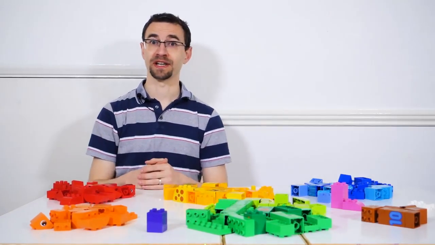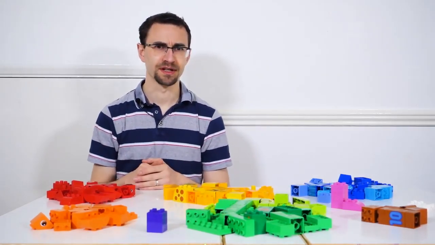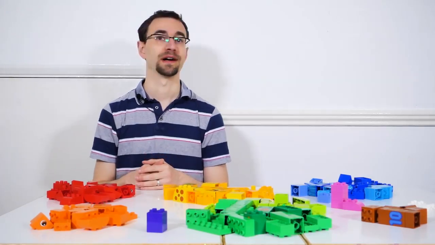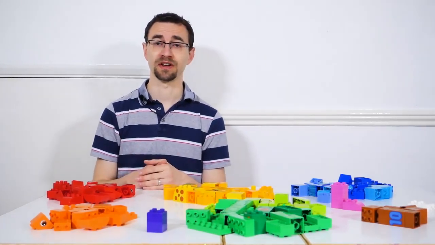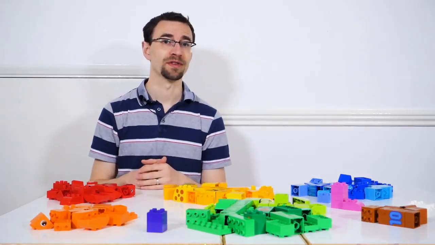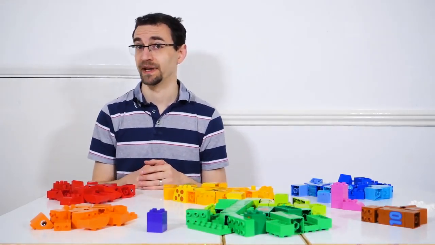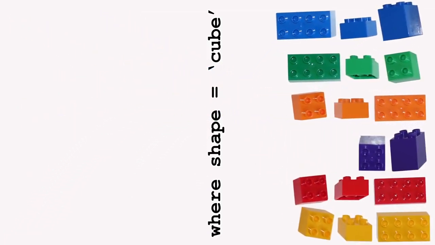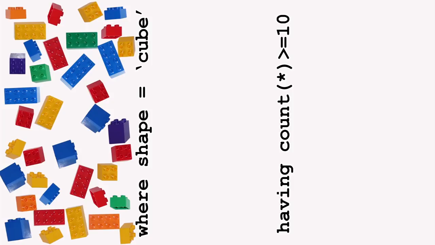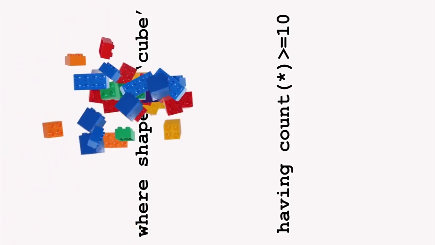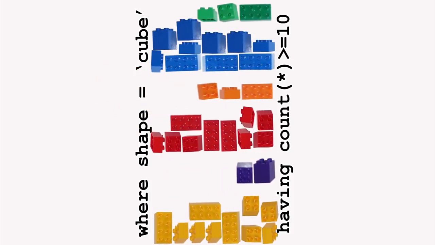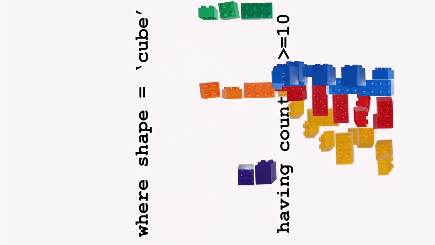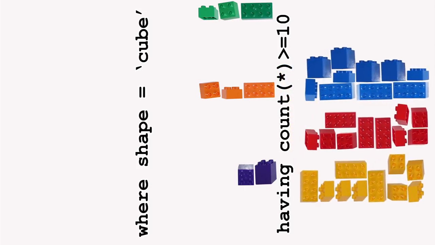So, I've grouped my bricks by colour, but I'm still not sure if I've got enough of each to build my rainbow. I need at least 10 of each colour to do so. To find which we've got enough of, you may be tempted to do this filtering in your where clause. But databases group rows after the where clause, so this doesn't work. What you need to use instead is a having clause. This filters the data using the result of your aggregate functions. So, to see which colours you've got enough of, add having count star greater than or equal to 10.